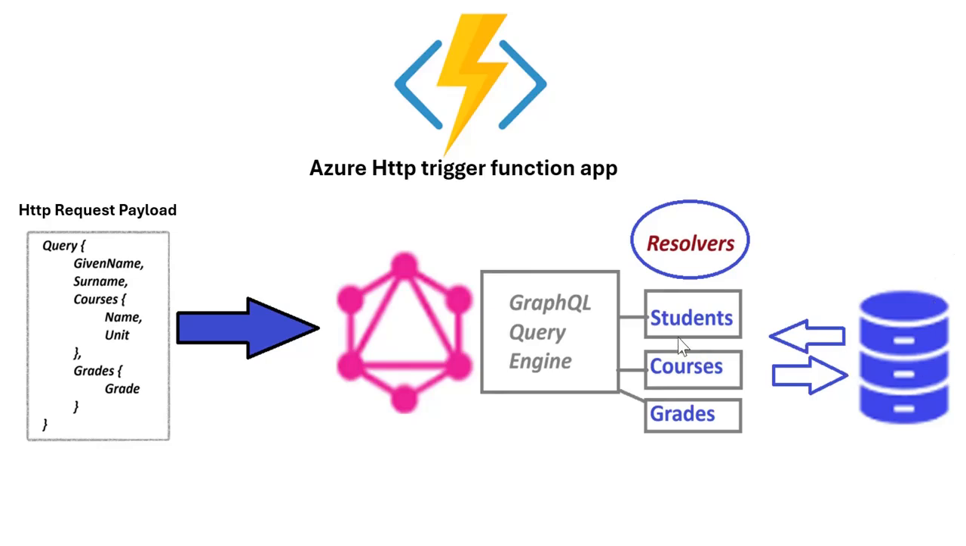We have three entities: students, courses, and grades. And we create a HTTP trigger function app and call it from Postman with different queries to see how it works. Before getting our hands dirty, I'll do a quick demo for you to give you the gist of what we want to build.